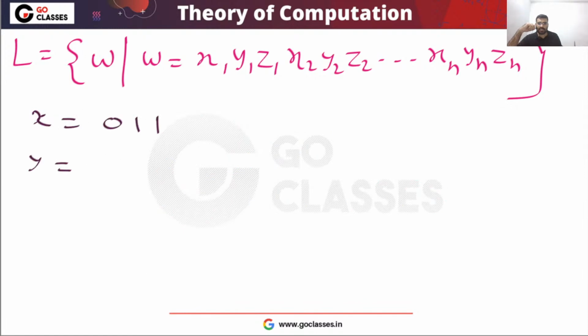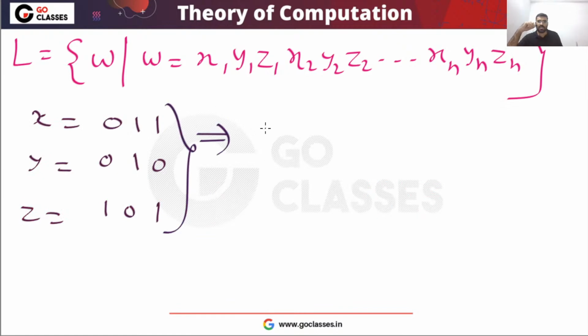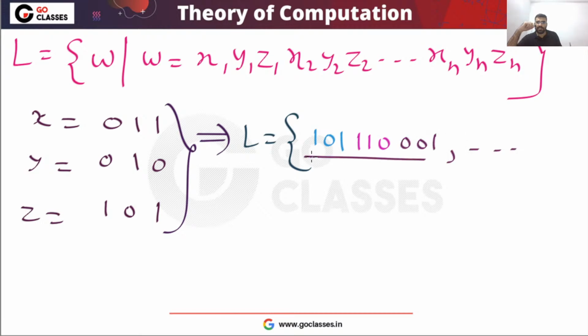This x you can take, this y you can take. Now the z will be 1 0 1. Okay, now everything is fine. So now what string will you get in L? Because of this, in L, you will get this string: 1 0 1 followed by 1 1 0 followed by 0 0 1. This string you are going to get in the language. Okay, so this is the idea.